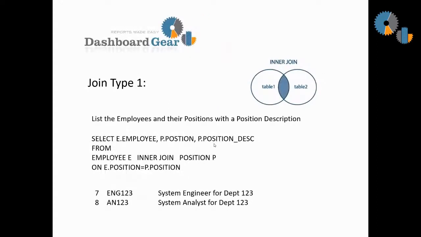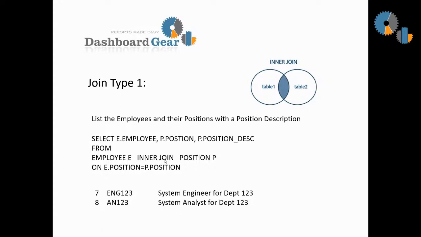So the first one I'm going to get into is called an inner join. An inner join is where you take 2 tables and you want the intersection of those 2 tables. So in my example, I want to list the employees and their positions with a position description. To do that, I typed a SQL statement down below here that will give us that answer.